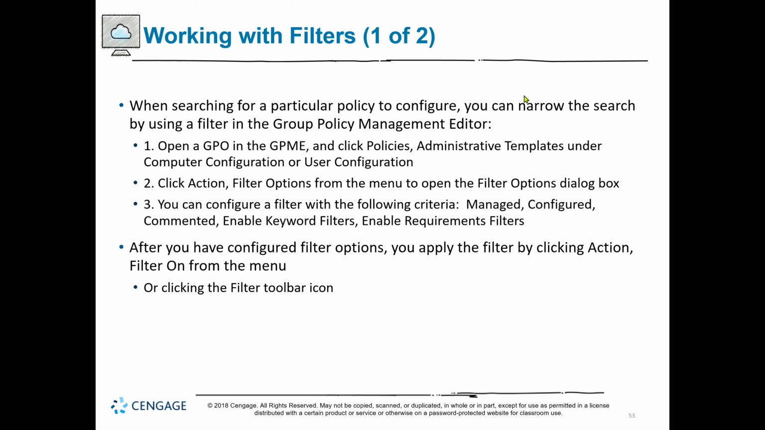Working with filters. When searching for a particular policy to configure, you can narrow the search by using a filter in the Group Policy Management Editor. And this works really well if you have a ton of them you have to go through. Open the GPO in the GPME and click Policies, Administrative Templates under the Computer Configuration or User Configuration. Click Action, Filter Options from the menu to open the Filter Options dialog box, and you can configure a filter with the following criteria: managed, configured, commented, enable keyword filters, enable requirements filters. After you've configured the filter options, you apply the filter by clicking Action, Filter On from the menu or clicking the filter toolbar icon.